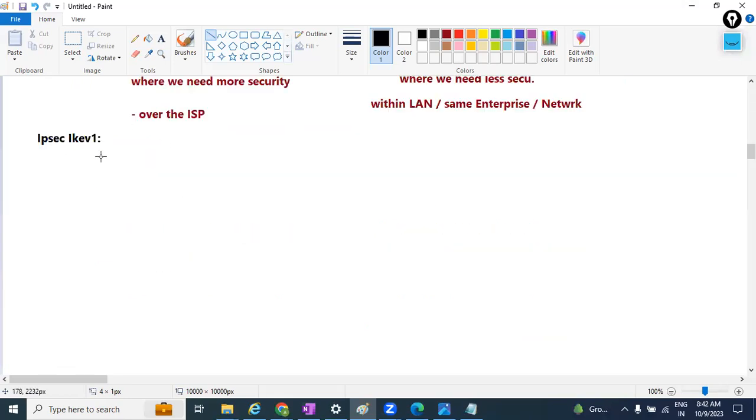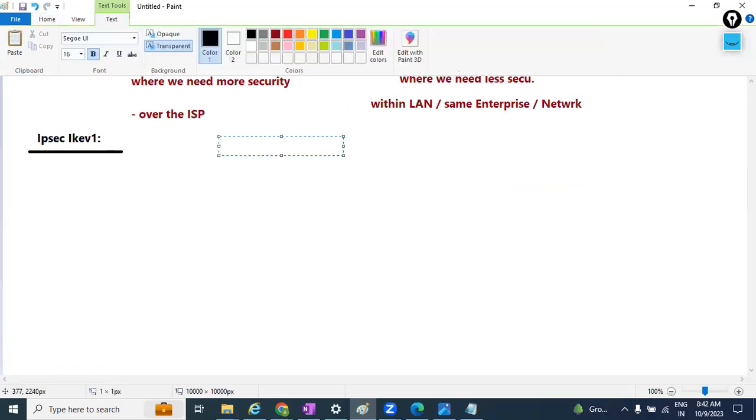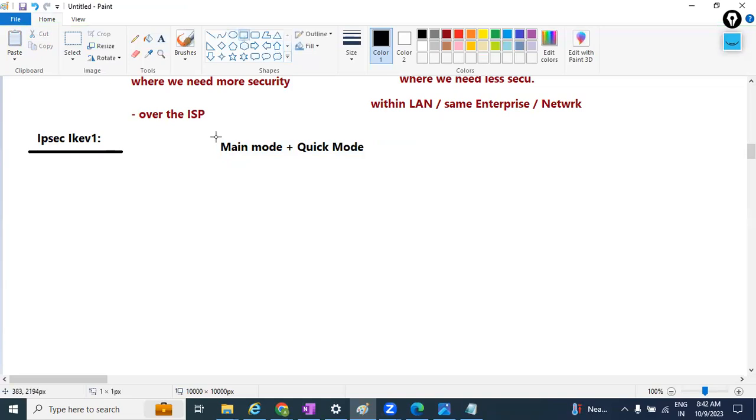Now, let's talk about IPsec, IKEv1, and the first combination I'm going to discuss here: main mode plus quick mode. Kindly note down. So this is the concept where I'm going to start.